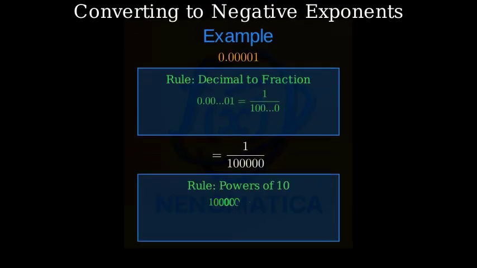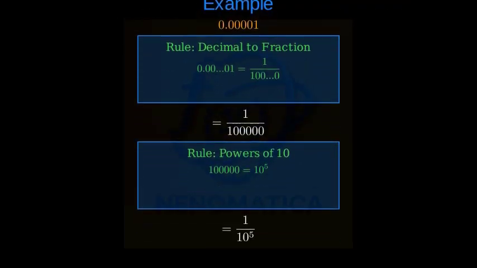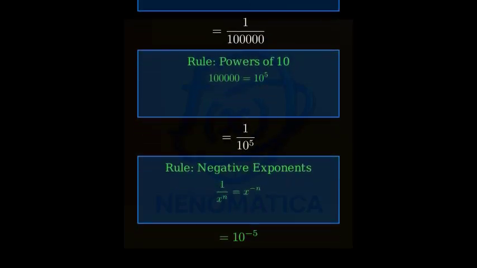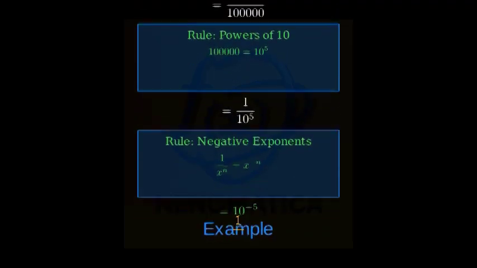Next, we recognize that 100,000 is equal to 10 to the power of 5. So we can write our fraction as 1 over 10 to the 5th power. Finally, we can use the negative exponent rule, which states that 1 over x to the n equals x to the negative n. Applying this rule, we get 10 to the negative 5 power. Let's move on to our second example.